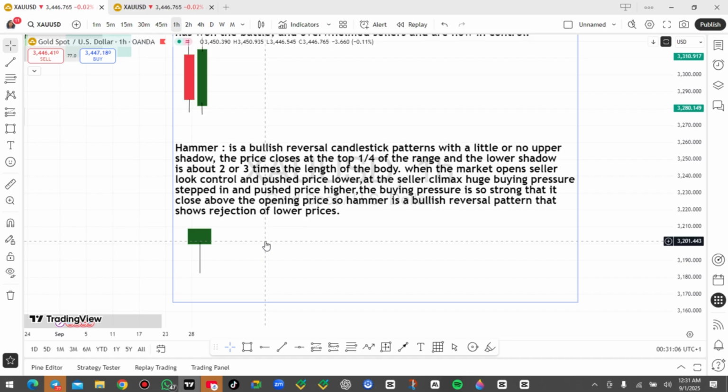On our next video, we'll be talking about the remaining reversals. Remember, I told you that there are 5 and we already talked about 2. So on our next video, we'll be talking about the remaining 3 candlestick patterns that will help you remain profitable in the market.